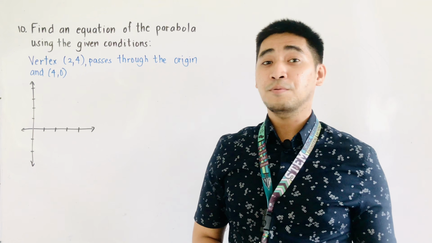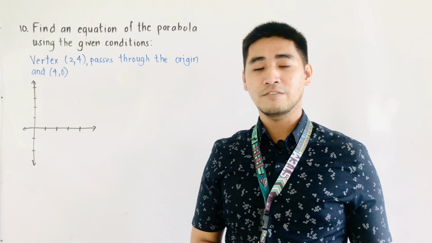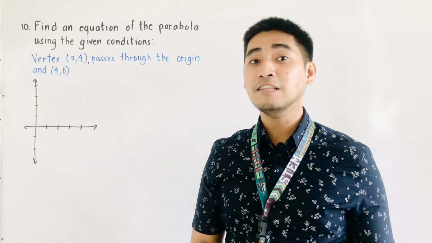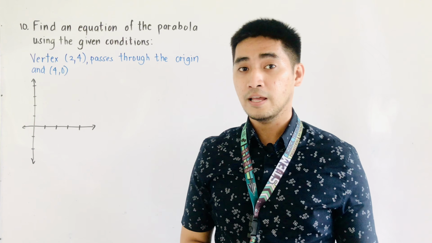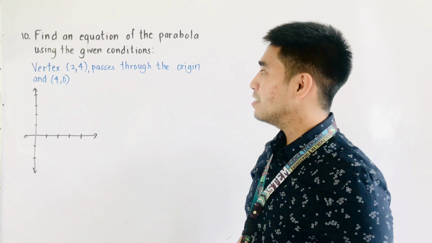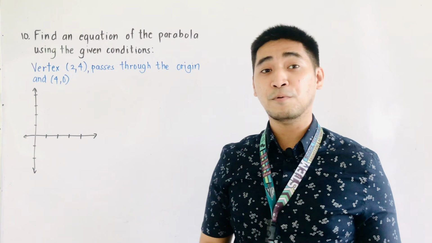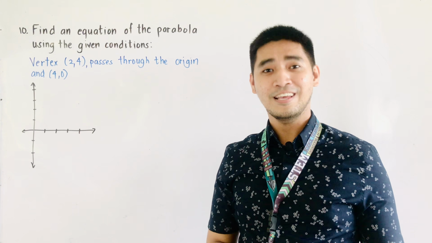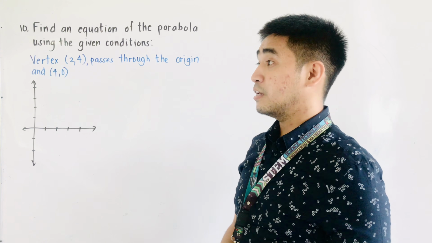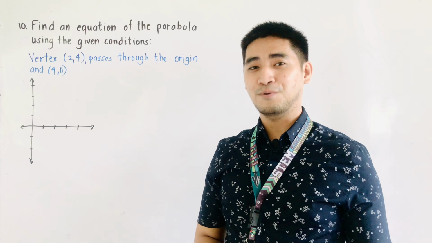Last time, we were able to find a standard equation of the parabola given different conditions. So we had one problem for that one. Today, we will continue our discussion on how to find an equation of the parabola using different conditions. Last time we were able to determine the equation of the parabola given its vertex and its focus.